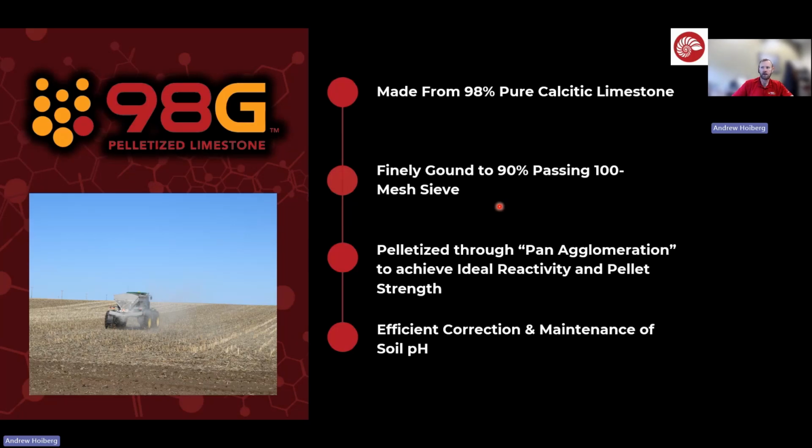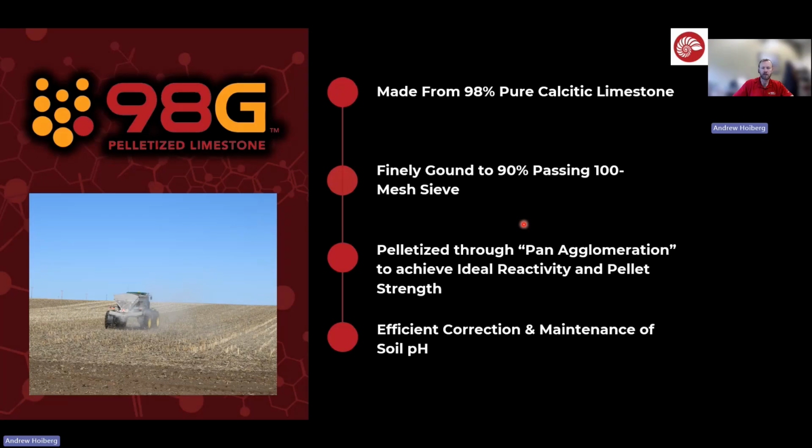We pelletize it in our system, which is called a pan agglomerator. It's basically a big pan that spins around. We have material that gets dumped into it, combined with our binding agent, and then creates pellets that get thrown off the pan once they reach a certain mass. Then they go through the drying and screening process, and then on into our storage bins. What we're left with, 98G, is very effective and efficient correction and maintenance of soil pH.